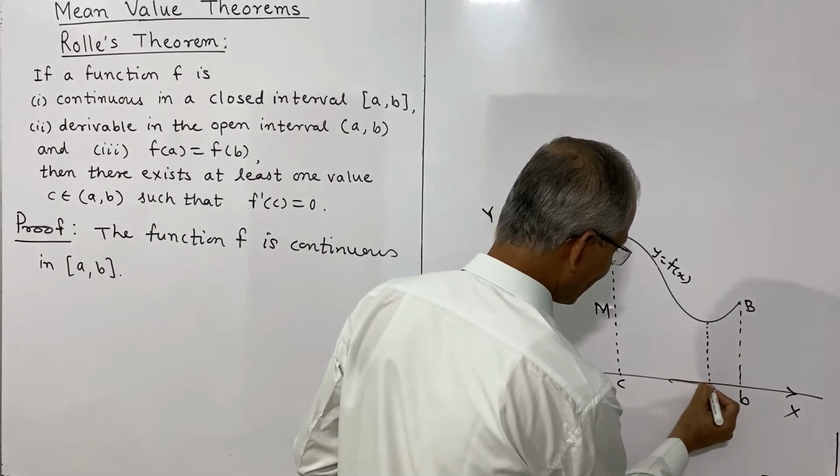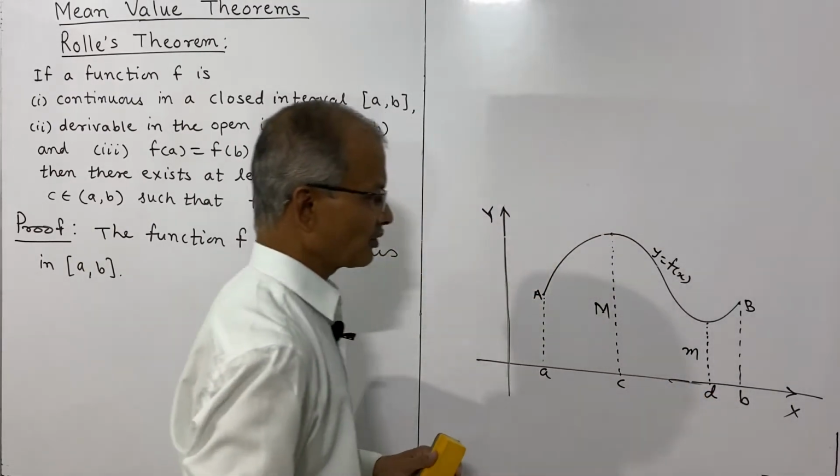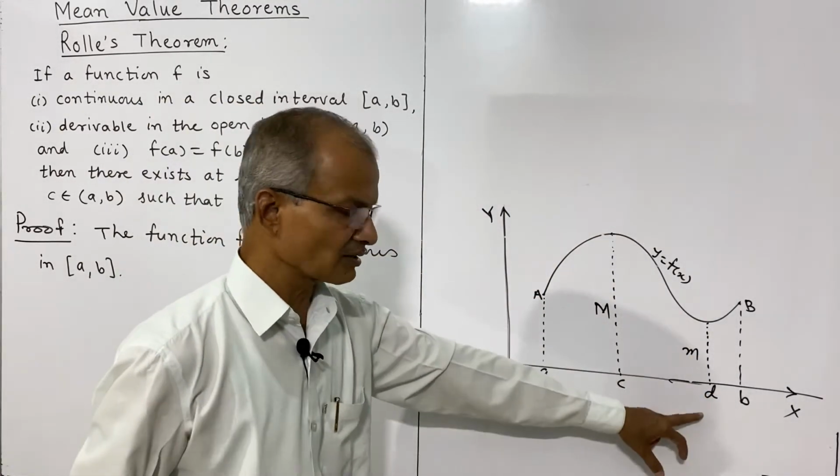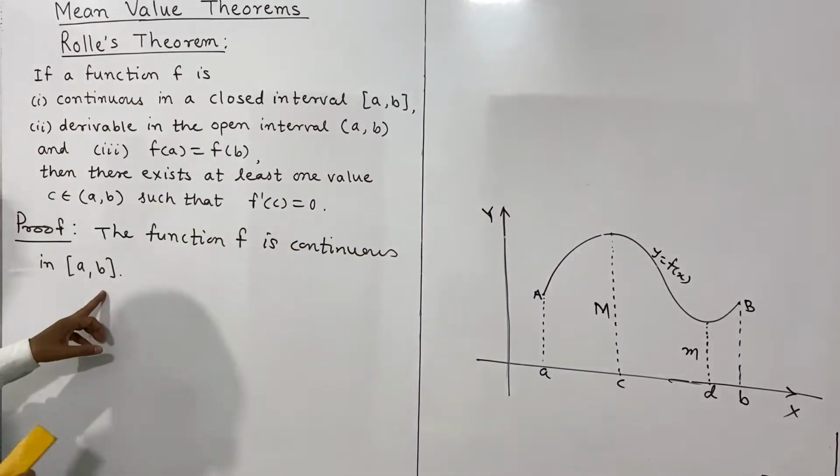And you can observe at this point the function has minimum value, and we may write this as small m, and suppose the value small m occurs at point d in the interval. So that we shall now write here.